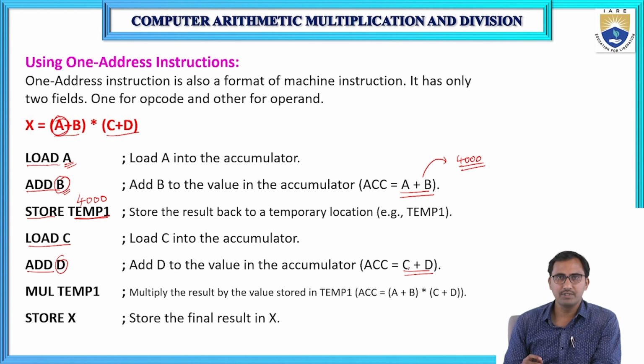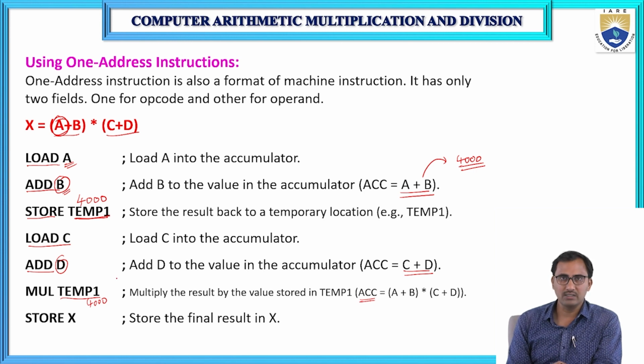Now I am multiplying. So mul temp1. What is temp1? temp1 is 4000, the name of the memory location. In that memory location, I have the sum of a plus b. That sum of a plus b, I am multiplying with the accumulator, because in the accumulator I have c plus d.